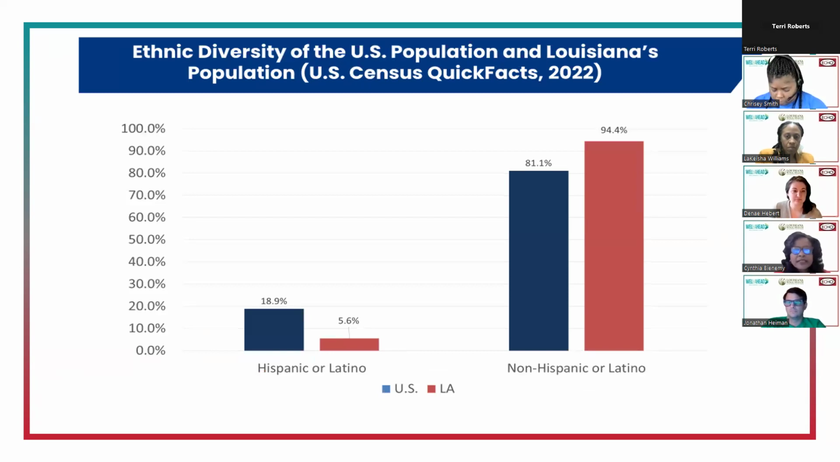And this is showing ethnicity in terms of our Hispanic Latino population. According to the U.S., 18.9% Hispanic Latino. In Louisiana, according to our census, it is 5.6%. So that's a significant difference in terms of the proportion of our population that is Hispanic Latino. Next slide, please.